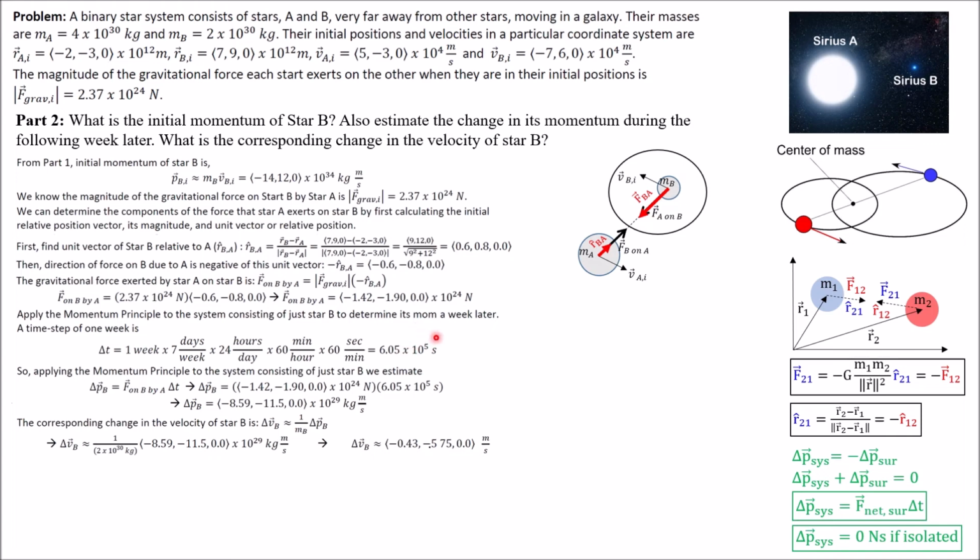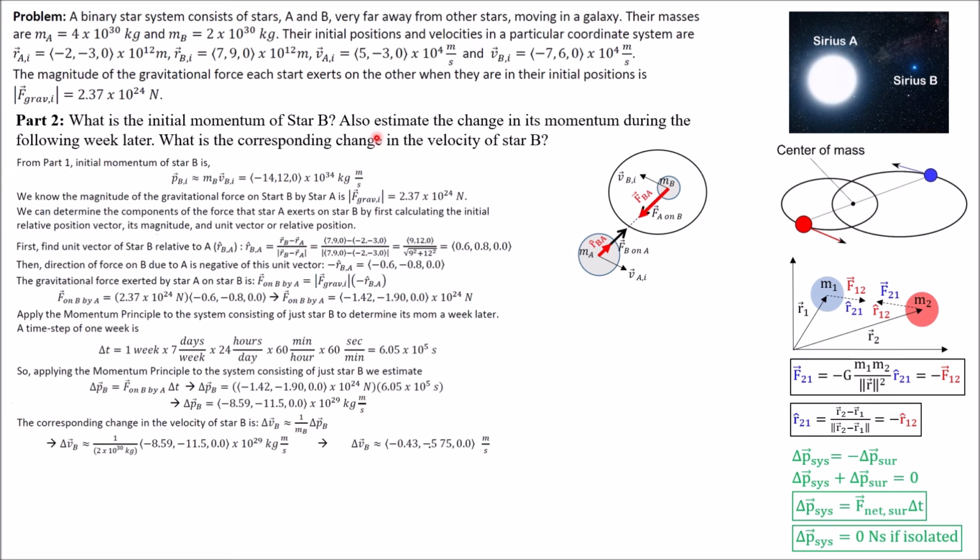And so then what we can do is plug that in for our time. We have our change of momentum is that force times the time, and so we take our force that we just found up here and we multiply it by our time in seconds, and then we have our change of momentum over that week time period on star B, because star B is our system.